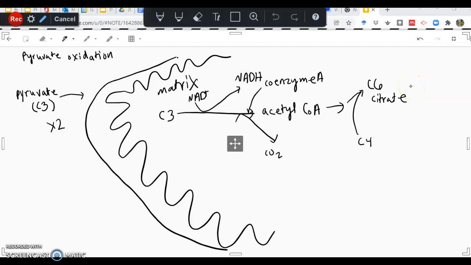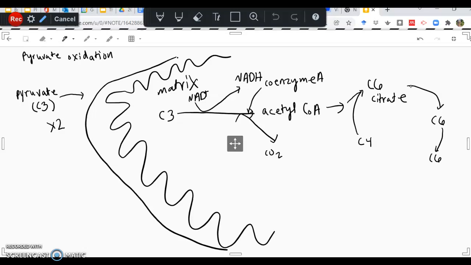Then what we're going to do with the citrate is rearrange it a little bit. We're going to actually produce some water, but that's going to go right back in, so we don't really consider that a product here. So the citrate rearranges to another C6 molecule. And then this is finally where we start stripping out some energy. This C6 molecule here, we're going to go ahead and strip off some electrons and give them to our electron carrier.